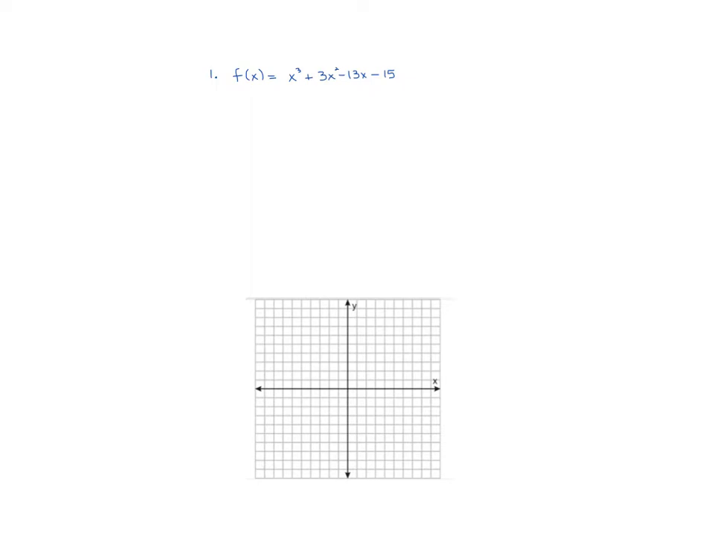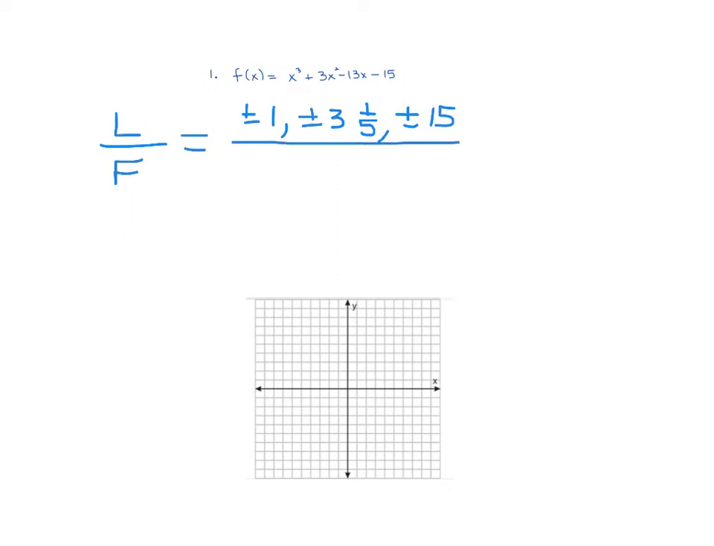So what I need to do here is list all of the factors of my last term and all of the factors of my first term. By doing this, I'm going to make a list of all of my possible zeros that I could use to test using synthetic division. So the factors of negative 15 are plus and minus 1, plus and minus 3, plus and minus 5, and plus and minus 15. The factors of my first term are just plus and minus 1.